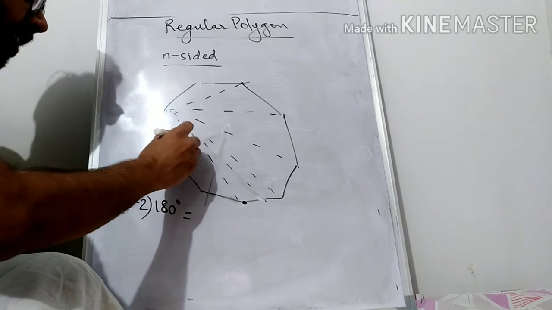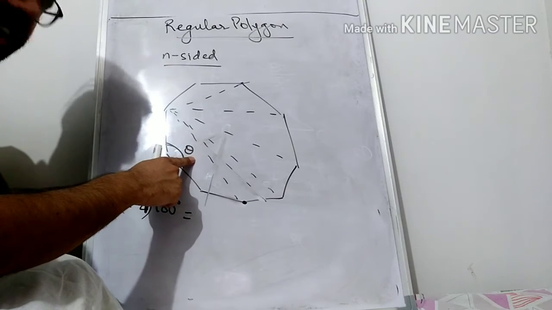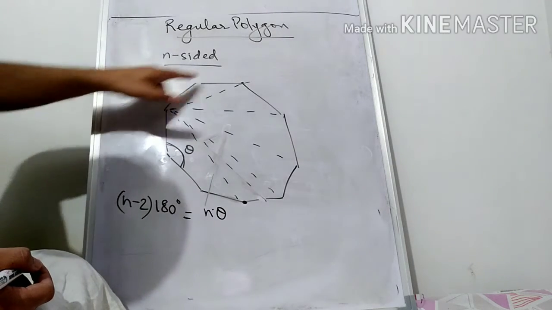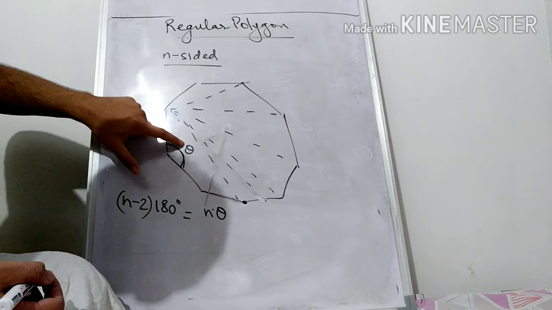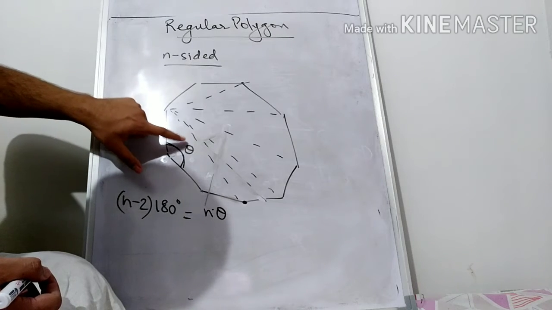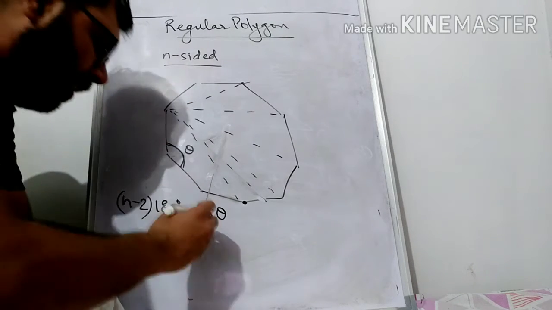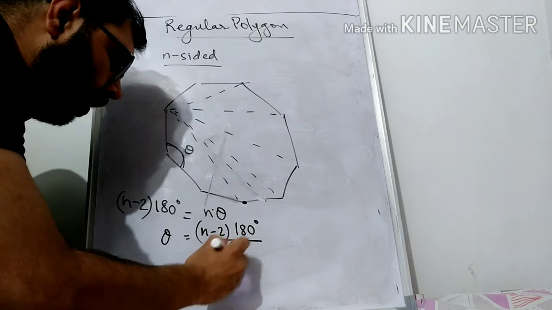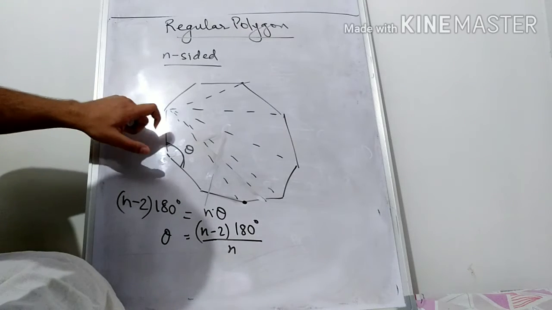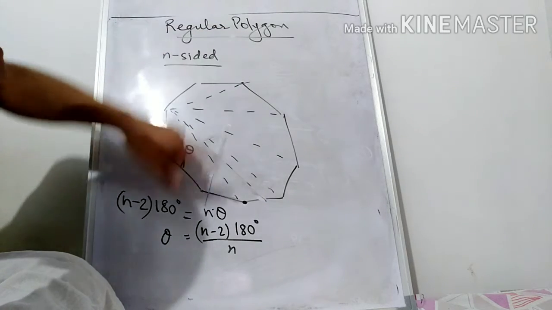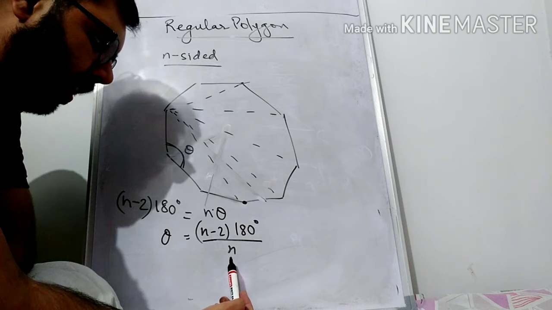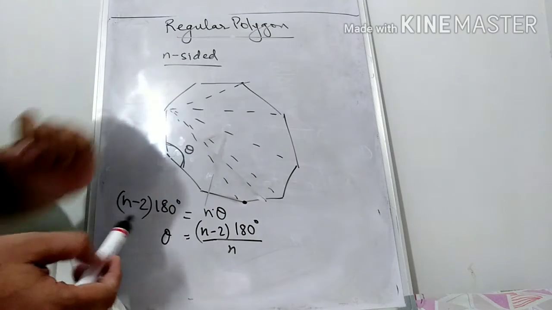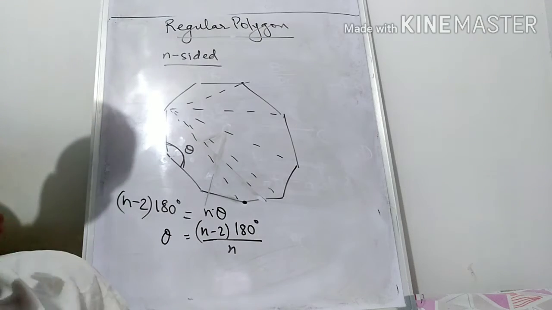And suppose the measure of one angle is theta and we have n angles, so the complete measure will be n into theta because all the interior angles are equal. So the sum of all the angles will be n theta. From this we can calculate the measure of an interior angle in a regular polygon by this formula: (n minus 2) into 180 degrees divided by n. You have to keep in mind that the polygon must be regular, meaning all the angles and all the sides should be equal. So this is one thing.